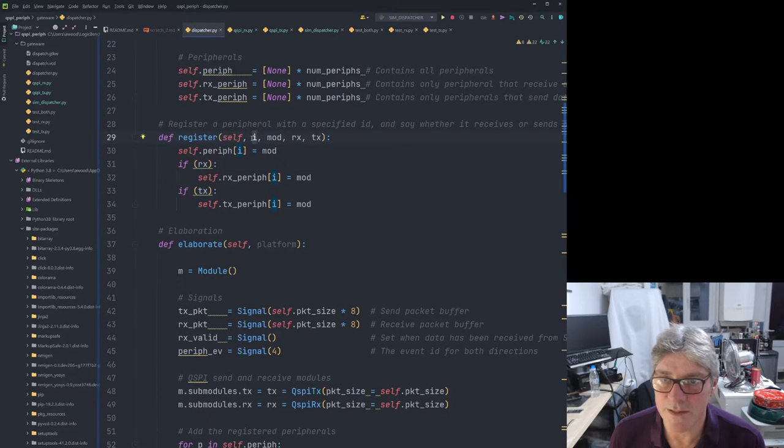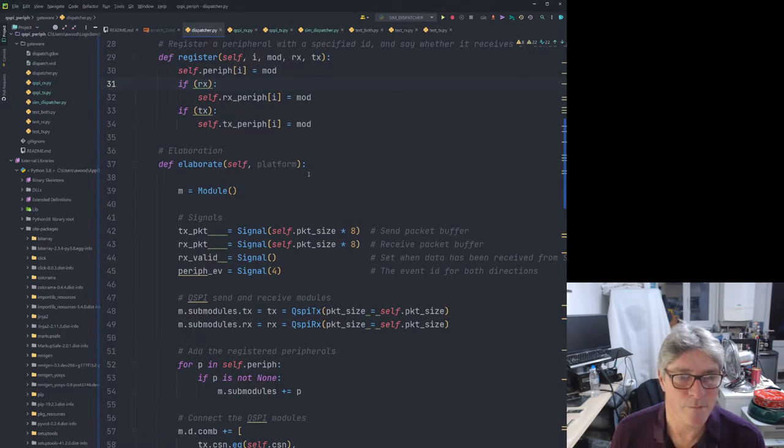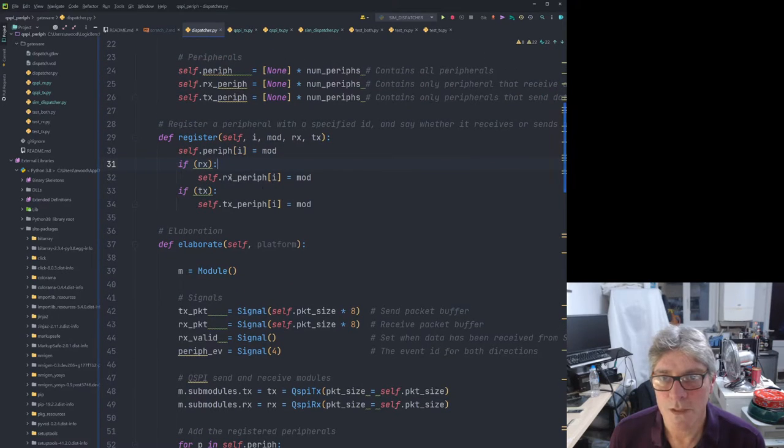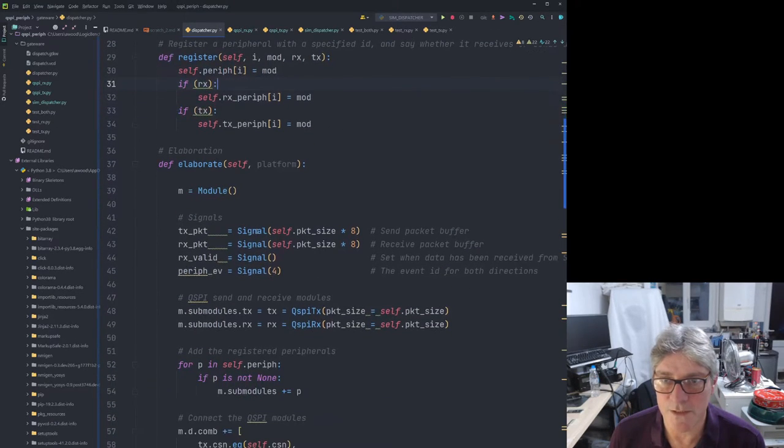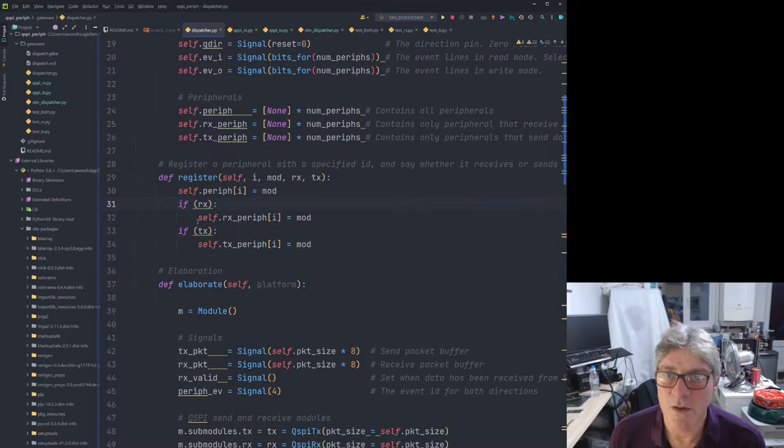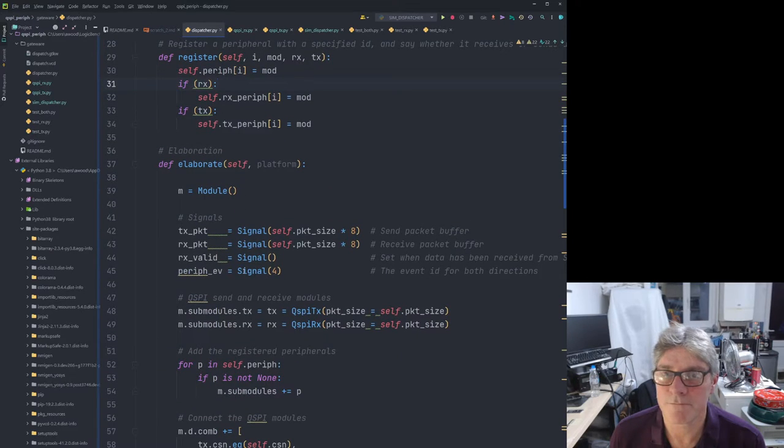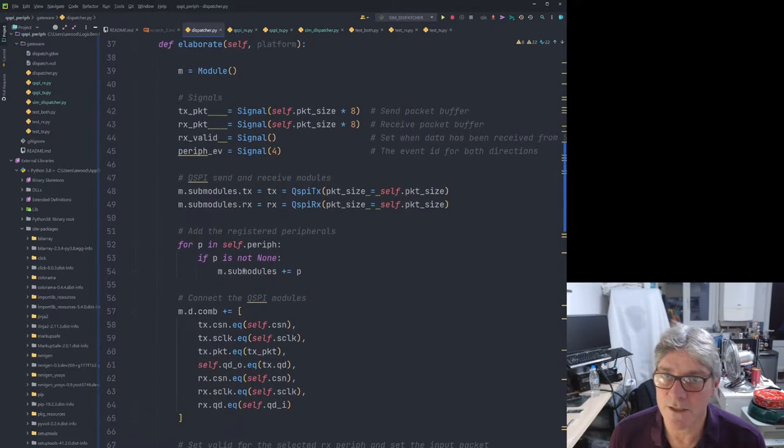So I presumably is the ID. Mod is the module, i.e. the peripheral itself. RX and TX are presumably Booleans, right? Python Booleans. And it just sets up the peripheral array and adds that in, i.e. stops it being none, and it sets whether it's RX or TX. So it knows whether it's RX or TX. Very good.